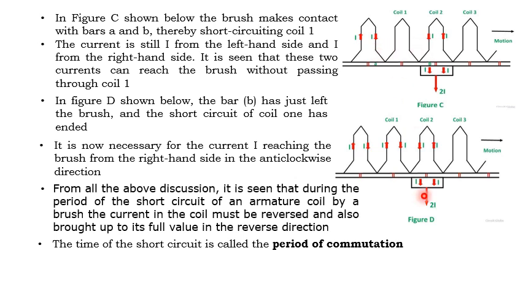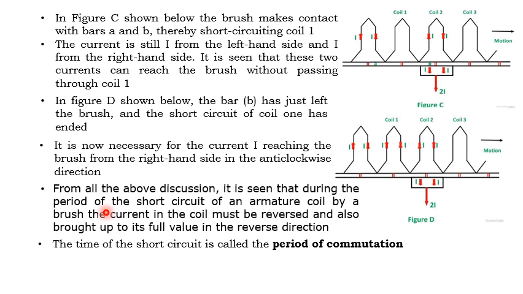Similarly here also, the coil has left the commutator segment B. Here also, initially coil 1 does not carry the current. So once this brush leaves the commutator segment B, what happens? This coil 1 also carries the current, but in the opposite direction.